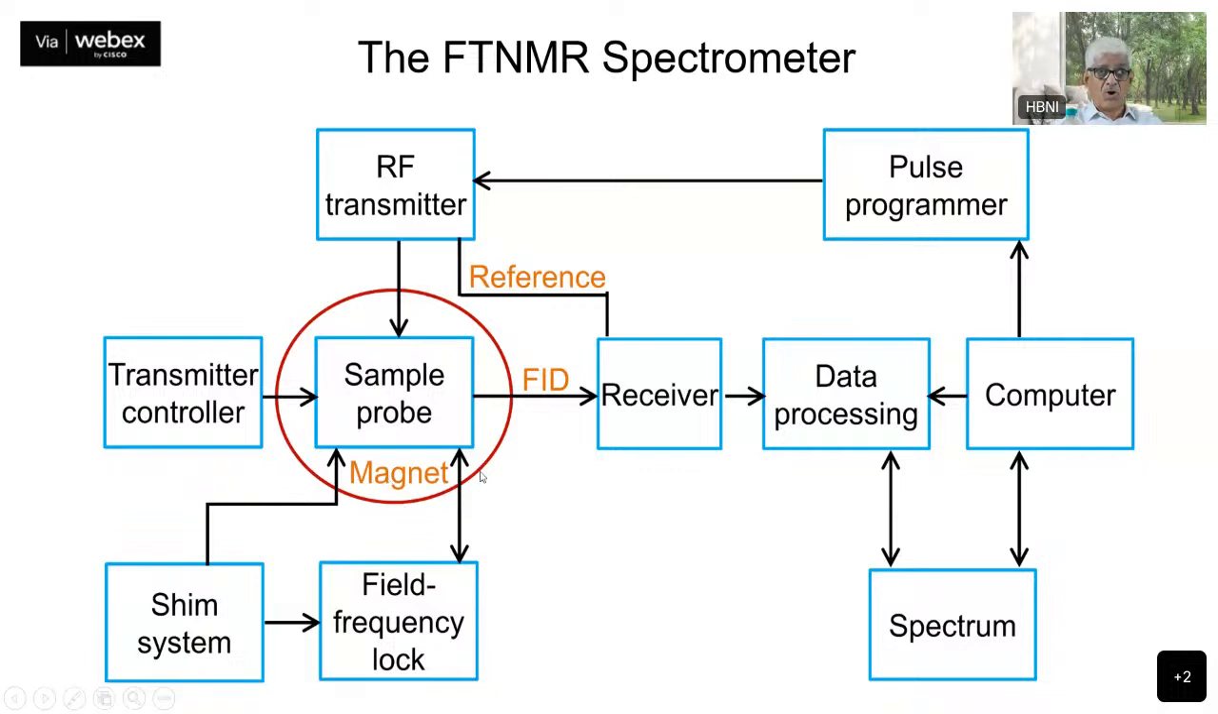Then over that volume, your magnetic field has to be constant, absolutely constant, to the degree of 1 in 10 to the power 9. So that much homogeneity is required in your magnetic field. That is generated by this shim system. The shim system consists of coils which will generate magnetic fields along the x-axis or the y-axis or the z-axis, or z square, x square minus y square. These are all higher order changes, and they will compensate for the magnetic field.